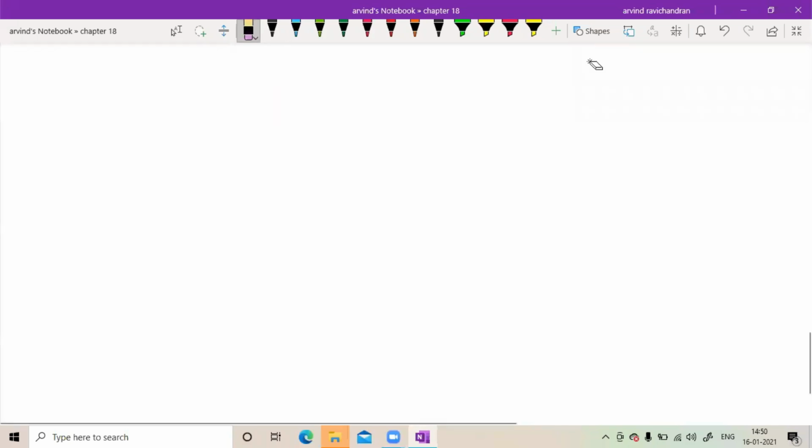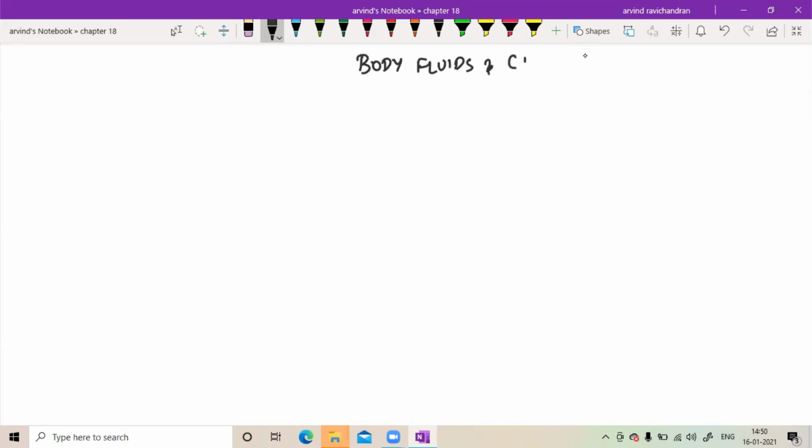Hello everyone. So let us get started with the next chapter, that is on body fluids and circulation. A very important chapter. You have got lots of concepts that have to be covered. For your NEET exam, if you take the entire human physiology unit, you can expect 20 to 25 questions. And on an average, a single chapter can get you 12 marks. That is, you can expect 3 questions from each chapter.